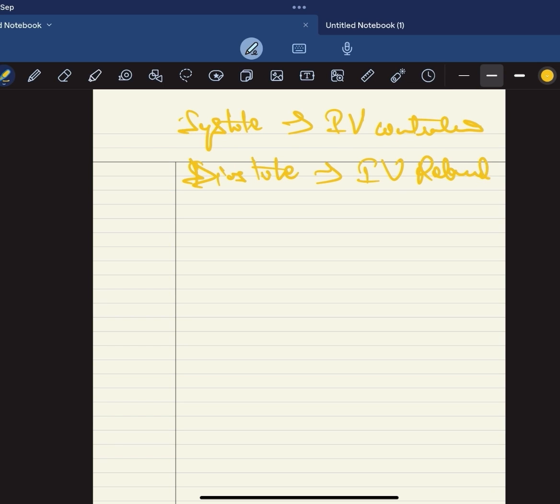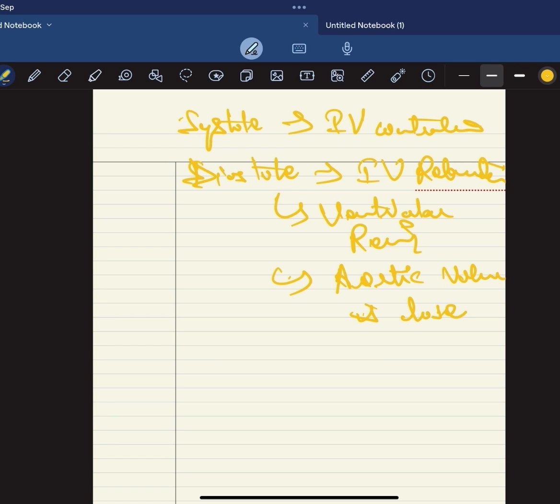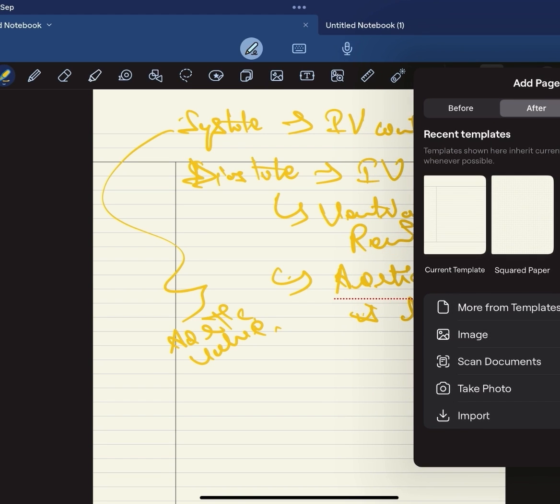Diastole is isovolumetric relaxation where the ventricle is receiving blood. So the ventricle is receiving blood, and to receive blood, the aortic valve is closed. The aortic valve is closed, and during the systole, the mitral valve is open. No, the aortic valve is open, sorry. The aortic valve is open, so that the ventricle can eject its blood out into the aorta.